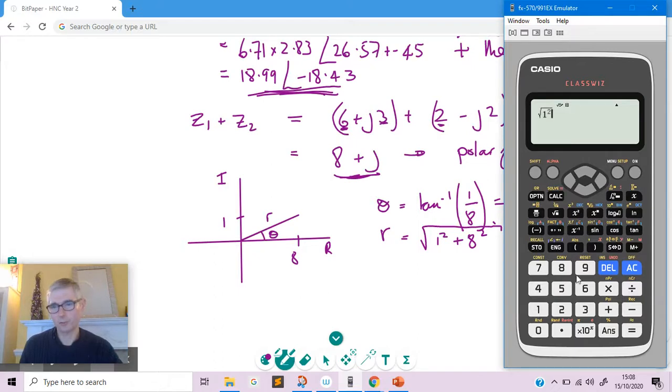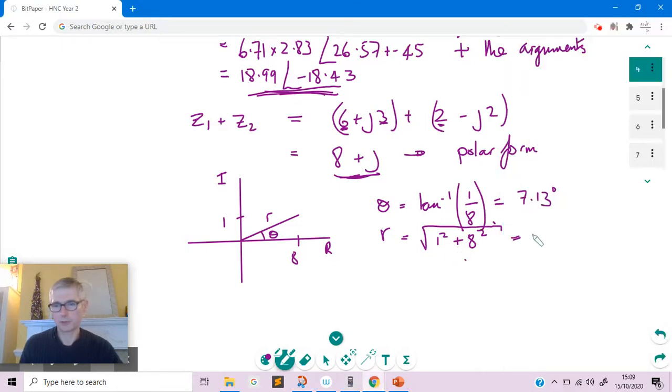So 1 squared is actually just 1, but I'll put it in to show the method. So 1 squared plus 8 squared, get root 65, and again, I'm going to just press the SD button. So I've got 8.06 is my new modulus, 8.06. So if I want to express this in polar form, it's going to be the modulus 8.06 with the angle 7.13.